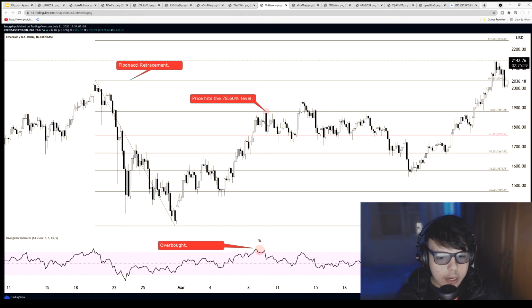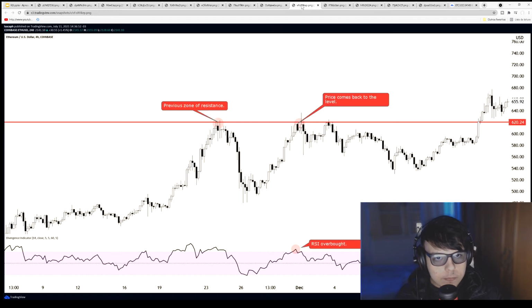And after we hit the overbought state on the RSI, you see that the price gets a reversal on the trend and we start trending lower after that. All right, so this is a very clear example of confluence using Fibonacci retracements and the RSI altogether.